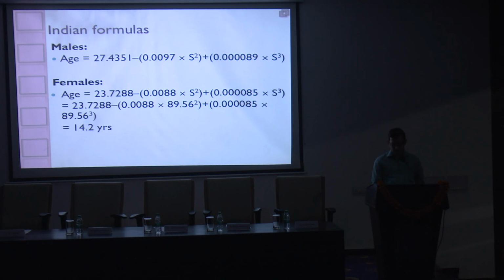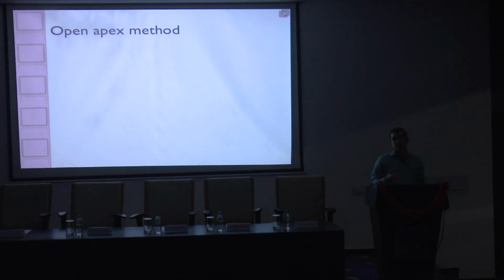But next, let me talk about another more recent type of method. This is called the open apex method. This was developed by some Italian researchers. What these Italian researchers have said is, look at the lower left side teeth. They've deliberately used the lower left side teeth because Demirjian also had used the lower left side teeth. So if someone wants to compare which of the two methods is better, that way we are able to easily compare it. So it is deliberate. They've looked at the lower left side teeth, and they've only looked at up to the second molar.